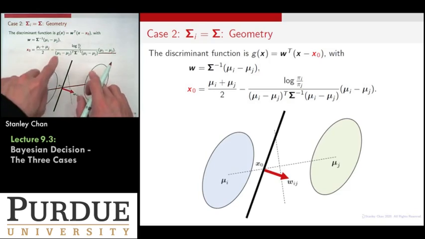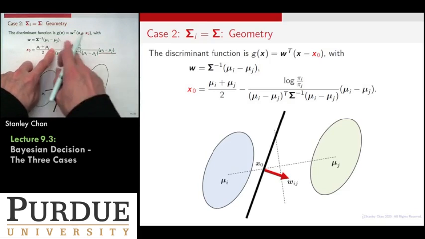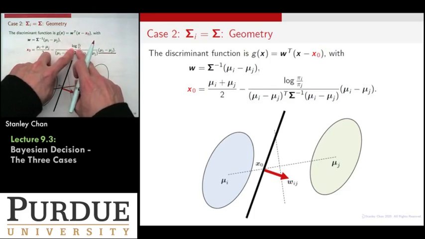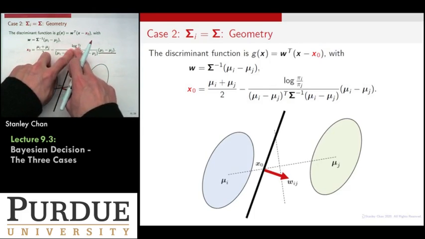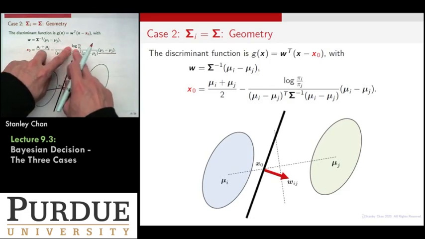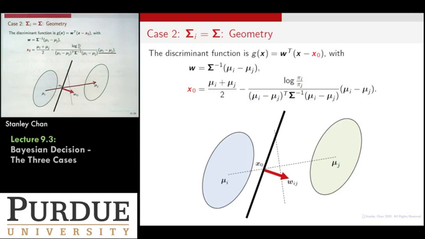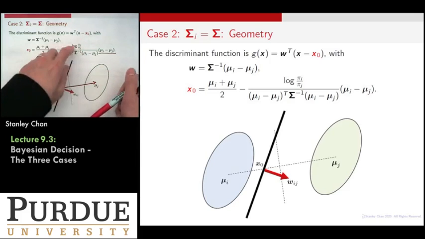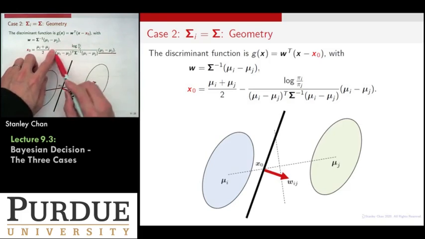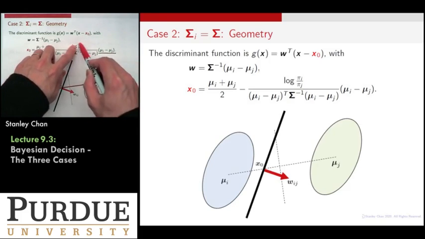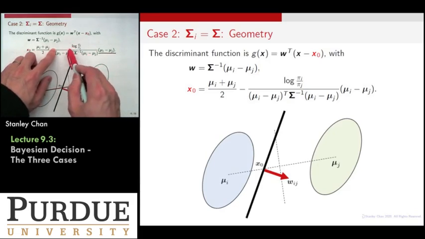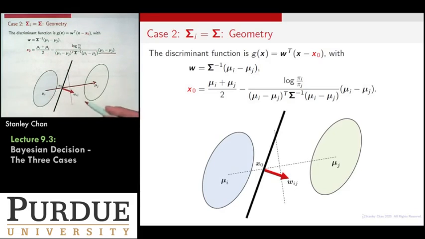Now, when do you need to take into account this offset? It will be when pi i is not the same as pi j. When pi i is the same as pi j, you get a log of 1, that's 0, so you can just drop the term. But when they are not the same, then you need to take into account this term.